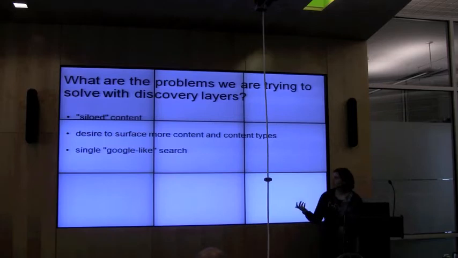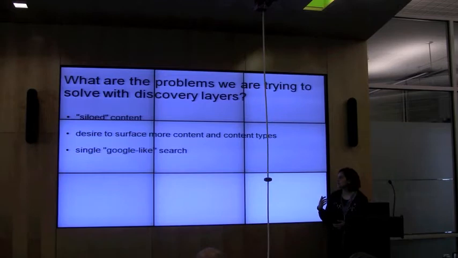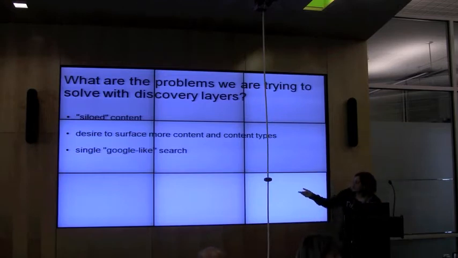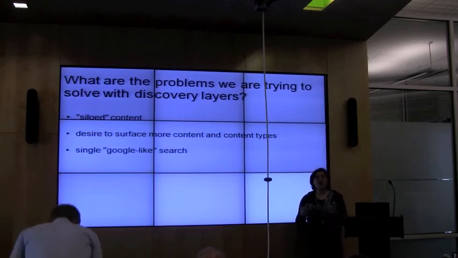There's also a desire to surface more content and more content types. Anecdotally, I've spoken with a number of people in other libraries who are looking at discovery layers, and they say, my director really wants a discovery layer because it's surfacing more content that we haven't seen before. There may be an interest in ebooks. This is a great way to bring up ebooks. There's also a general understanding that a discovery layer provides a Google-like search, like Google Scholar, but without having to be Google. It just costs a lot.